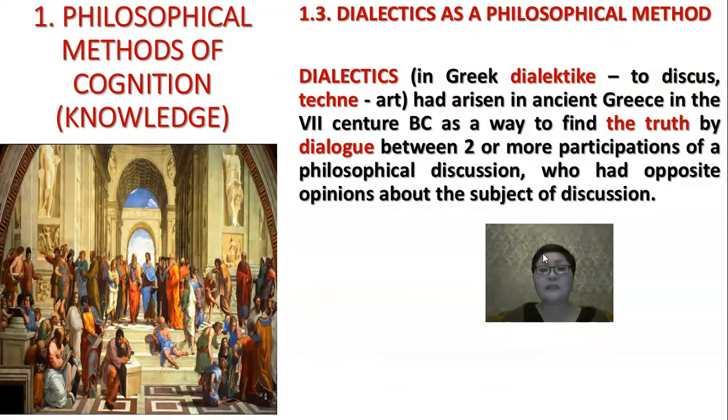The next topic is dialectics as a philosophical method. In the Greek language, dialektike means to discuss, and techne means art. So dialectics arose in ancient Greece in the 7th century BC as a way to find the truth by dialogue between two or more participants of a philosophical discussion who had opposite opinions about the subject of discussion. So here you may see some situation which reflects discussions between ancient Greek philosophers.